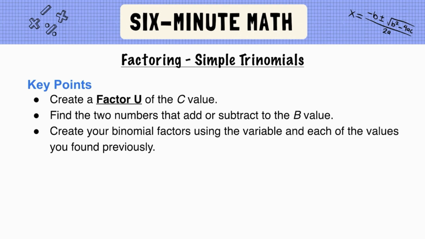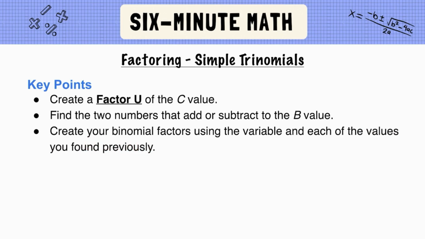After we have that factor use, we're going to find two numbers that add or subtract to that b value. How are we going to know whether we are looking for two numbers that add or subtract? Well, we are actually going to look at our c value to tell us. After we have those two numbers, we're going to create our binomial factors using our variable and each of the values we have found previously.